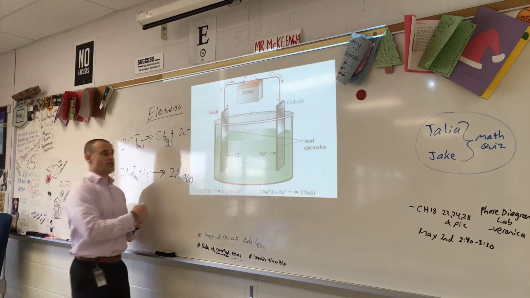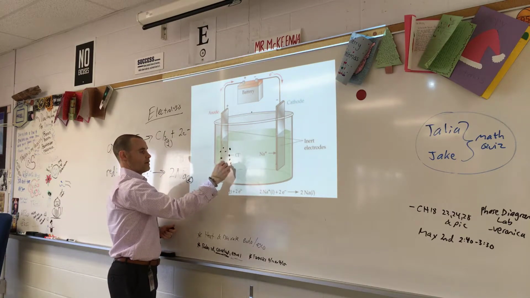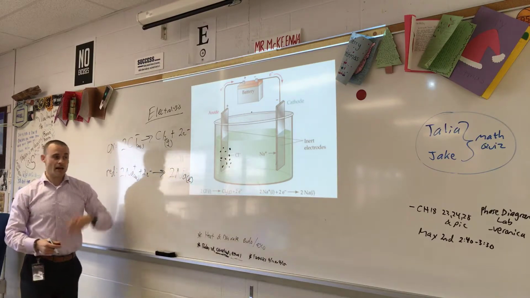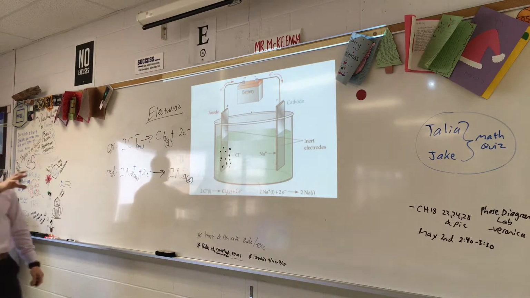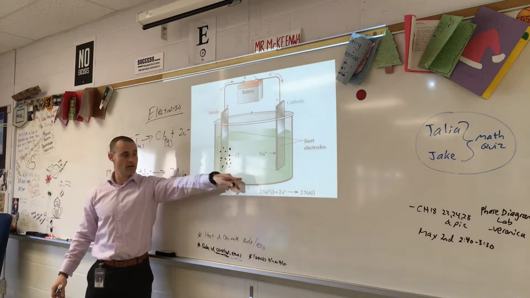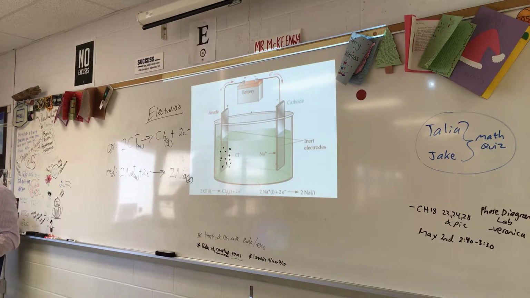So you would actually see bubbles at this thing over here. That would be chlorine gas. I've seen AP questions. They give a picture like this. They don't label the ions. They tell the student what's in here, and then they draw bubbles around one of them. And one question is, what are the bubbles made of?